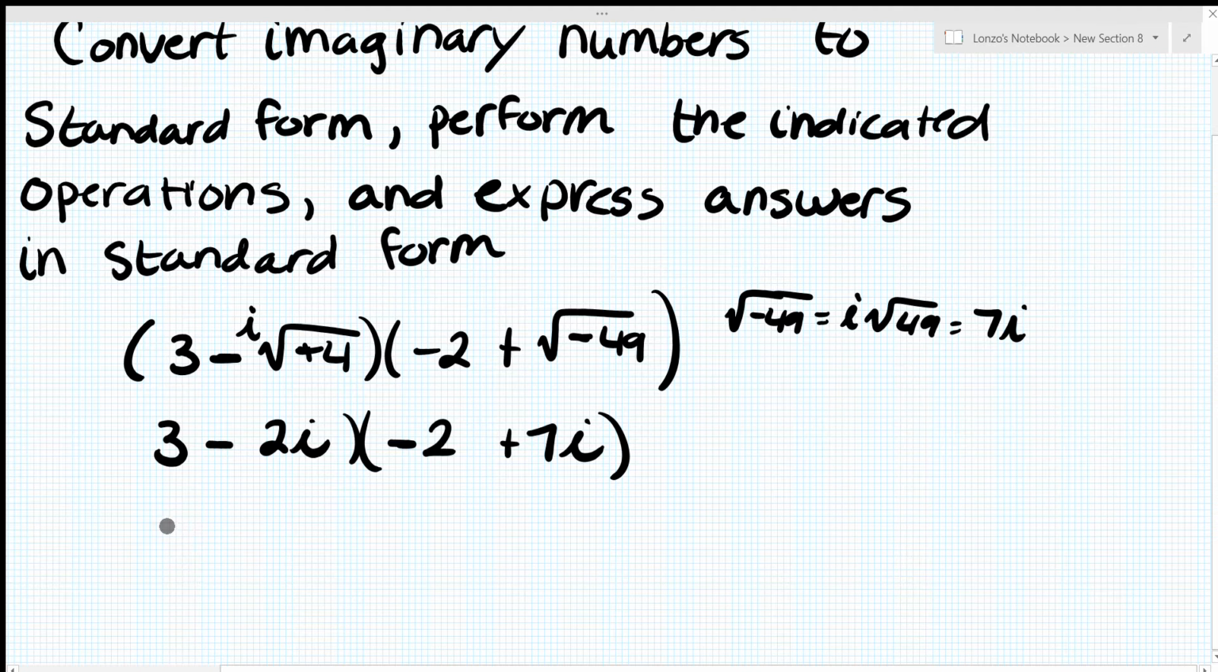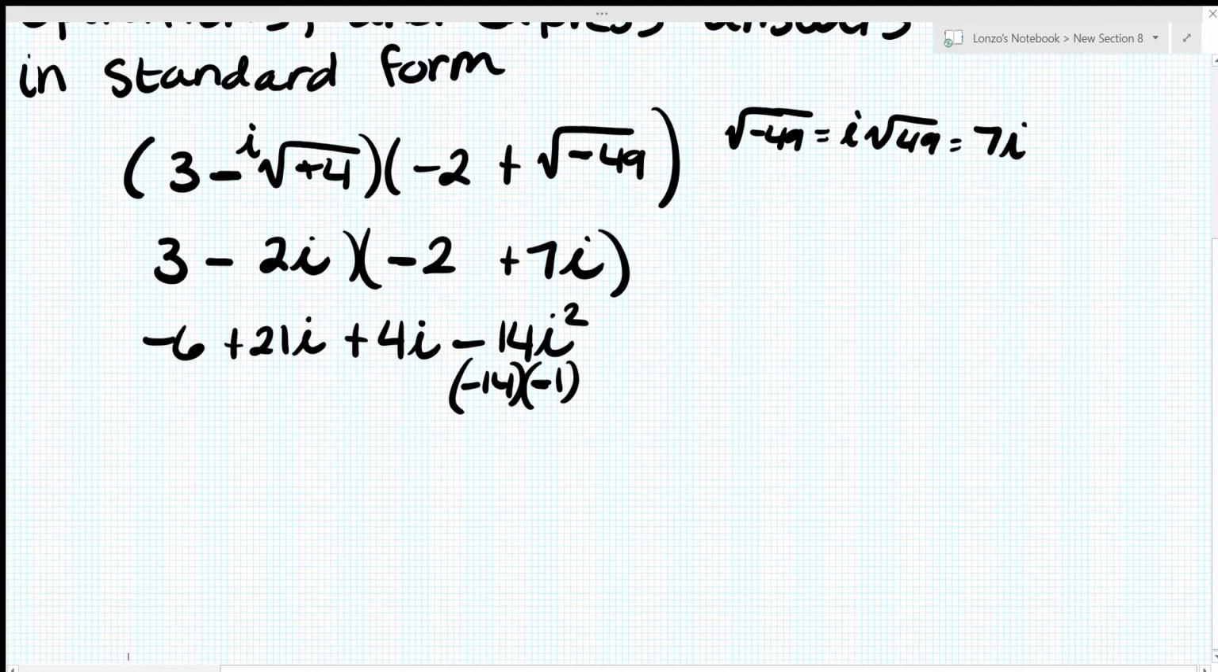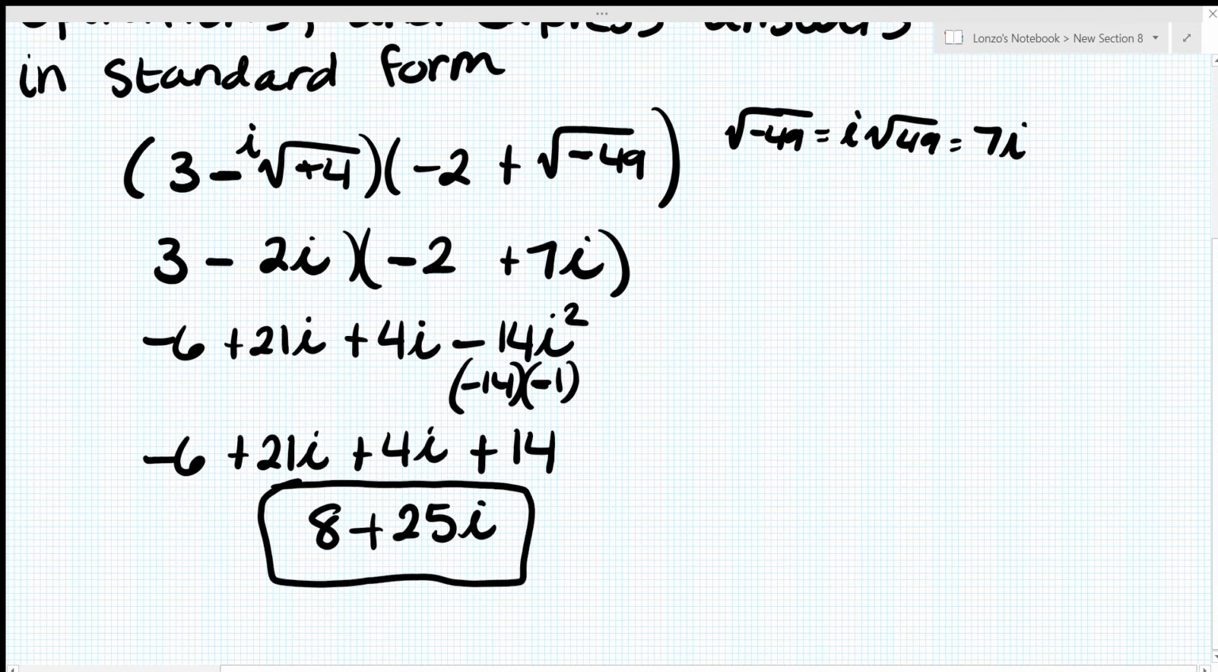So when you FOIL everything out, you're going to get negative 6 plus 21I plus 4I, and then negative 14I squared. We know that I squared is negative 1, times it by negative 14. Okay, so let's simplify. So this is going to be negative 6 plus 21I plus 4I, and then negative 14 times negative 1 is positive 14. So when you collect your whole numbers, 14 and a negative 6 is positive 8, and then 21I plus 4I is 25I. Here's your final answer. 8 plus 25I.